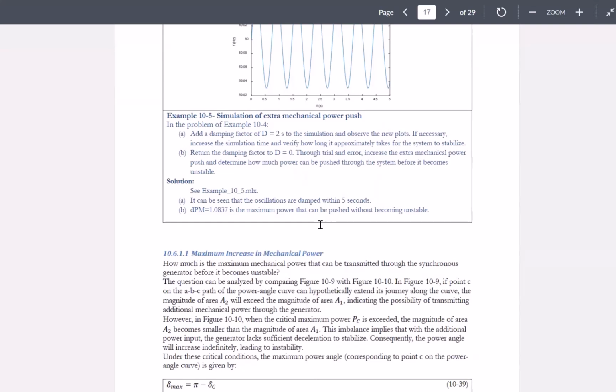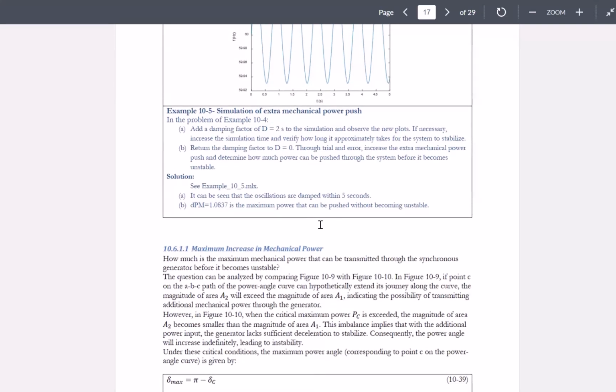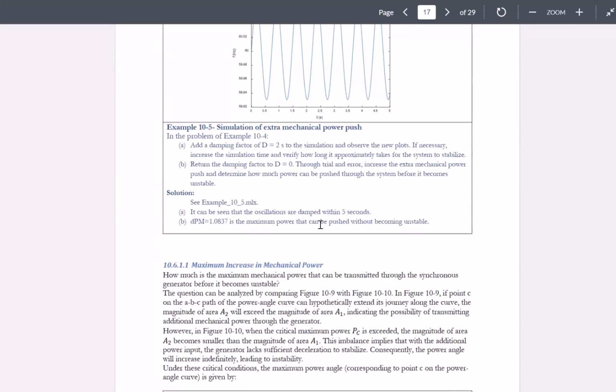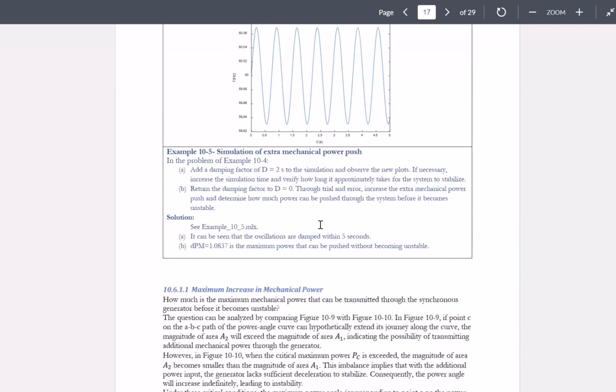Now, there is also a trial and error approach to this problem, where you can return the damping factor to 0, and then you would just increase the extra mechanical power until you see the system becomes unstable.